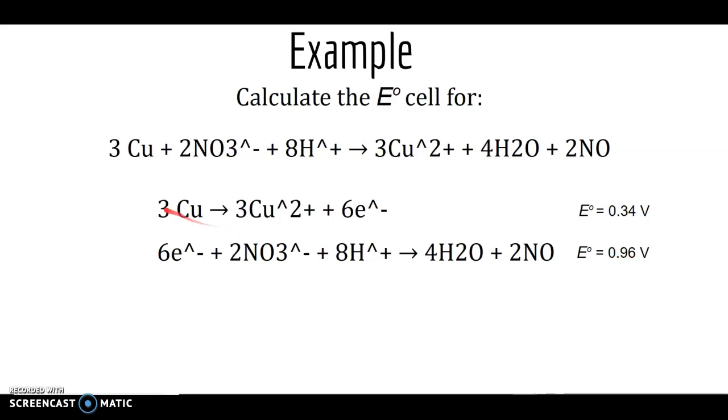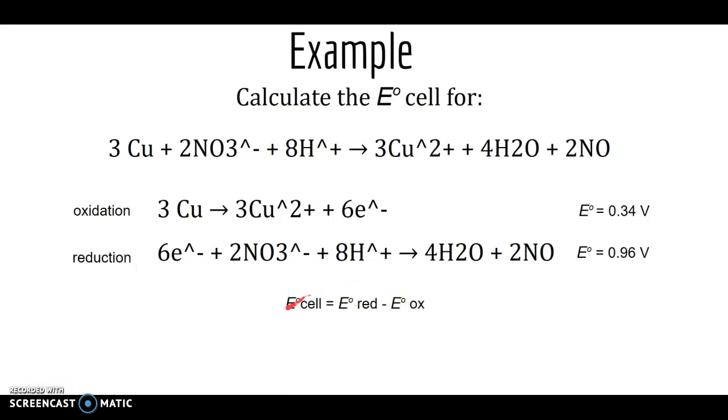Now we need to find out which of these reactions is oxidation and which one's reduction. Pretty simple, just look at the electrons, the LEO and the GER, and you get that this one is oxidation and this one is reduction. So, to calculate E0 cell, we need to take the E0 of reduction and subtract the E0 of oxidation.